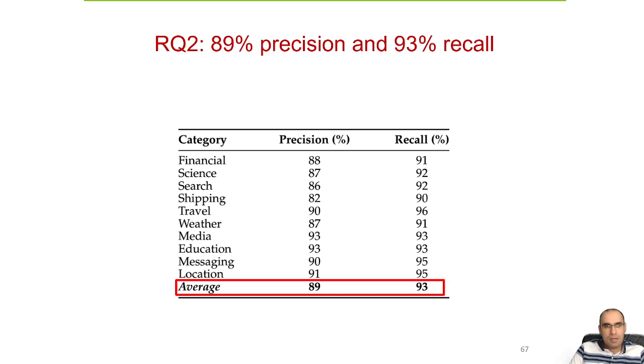As for the overall precision, we found that on average we have 89% in terms of precision and 93% in terms of recall in all the data sets from the different categories. We observe also that the standard deviation is not high, and we can detect web services with almost similar performance across the different categories.